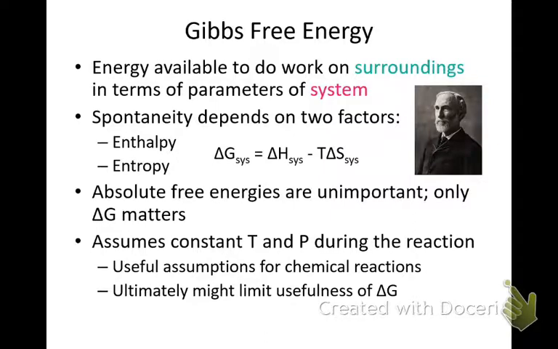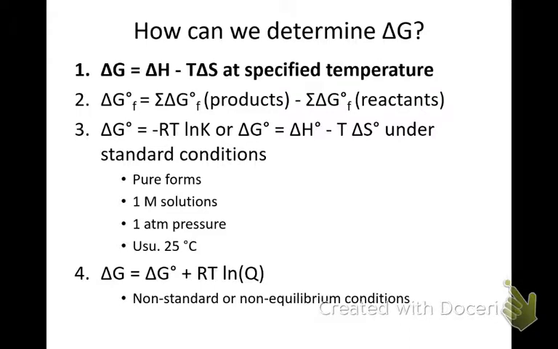Now, those are useful assumptions for chemists because we can usually control the pressure of our reaction, do it at atmospheric pressure, or the temperature of the reaction, keep it in a hot water bath, or whatever we need to do to keep the temperature constant. But those assumptions are built into delta G, and so if that does not work for your system of interest, then you need to find another way. Okay, so we're going to talk over the next series of videos about how to determine delta G, and here we're going to talk about using delta G equals delta H minus T delta S at a specified temperature.